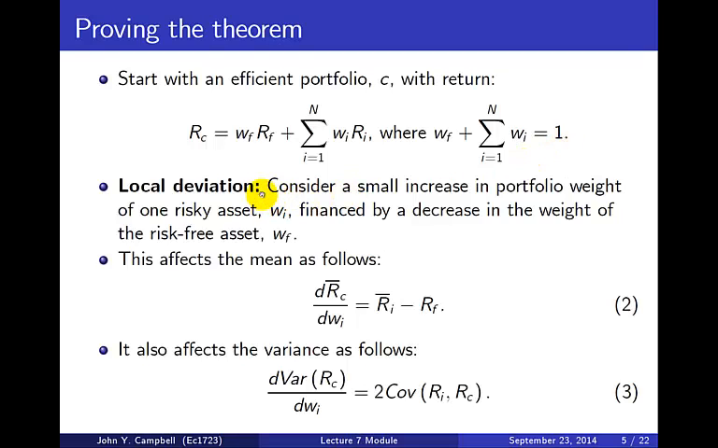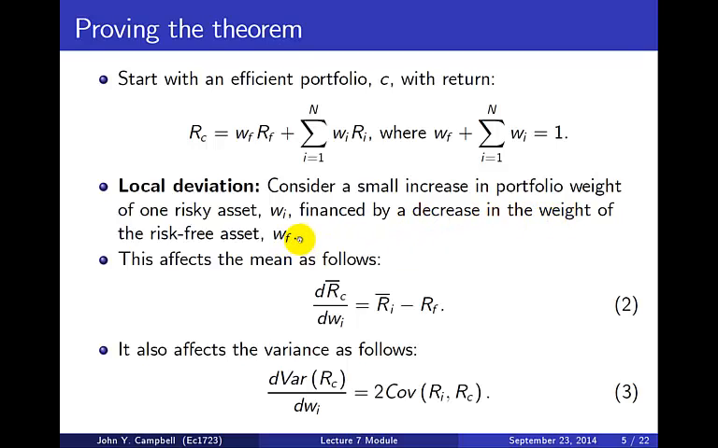Now we're going to consider making a local deviation from these weights. We're going to consider making a small increase in the portfolio weight of one risky asset, WI, and finance that by a decrease in the weight of the risk-free asset, WF.